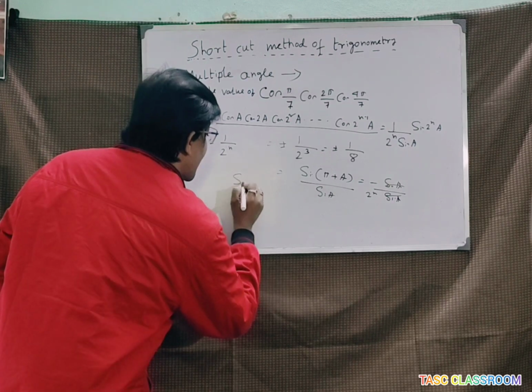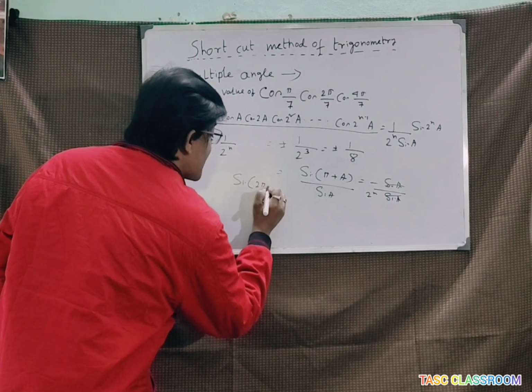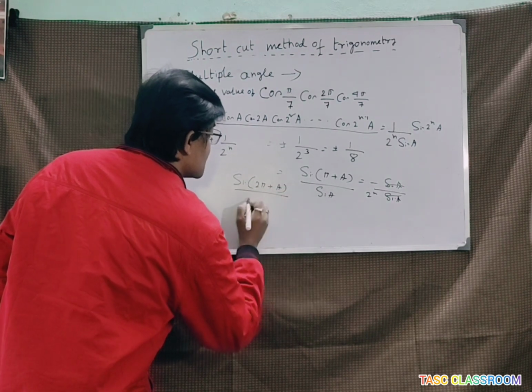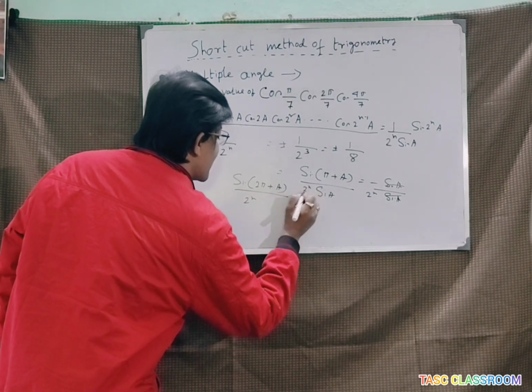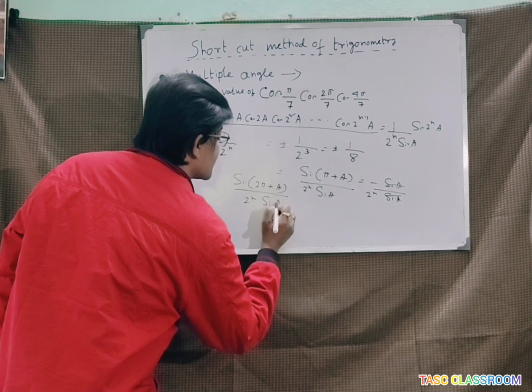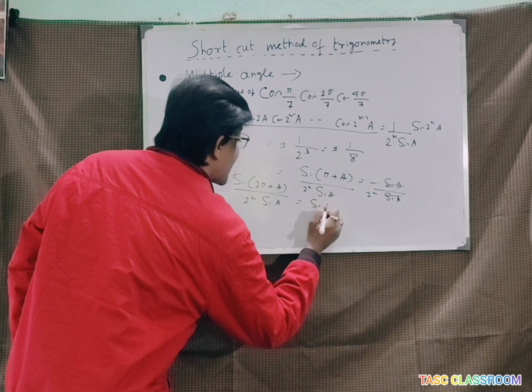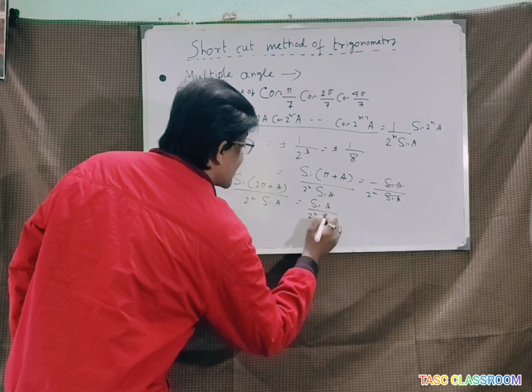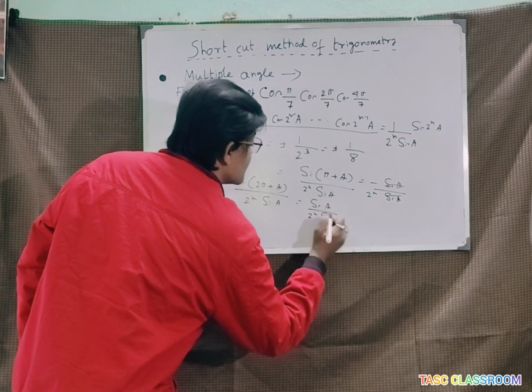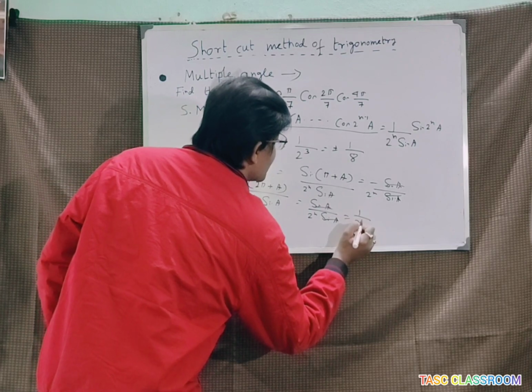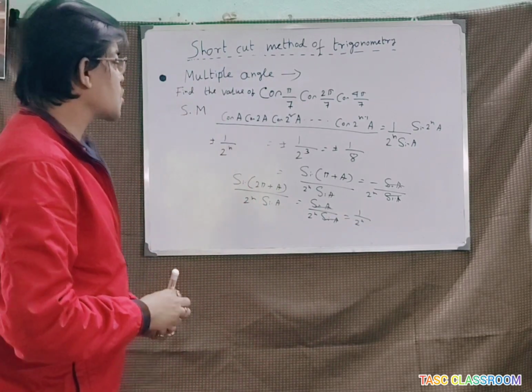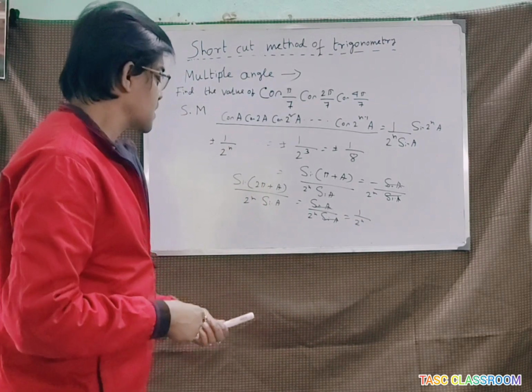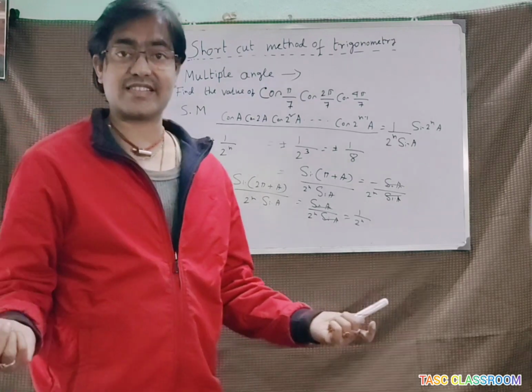If there is sin of 2 pi plus A by 2 to the power n sin A, then the answer will be sin A by 2 to the power n sin A, then 1 by 2 to the power n. In this way, you can calculate your answer in a fraction of a second.